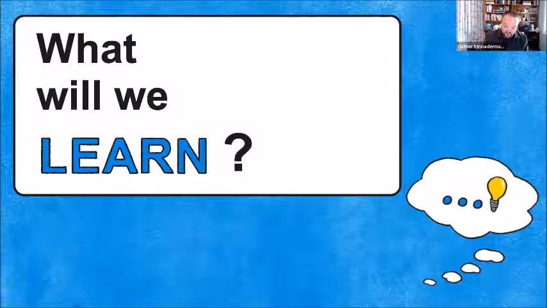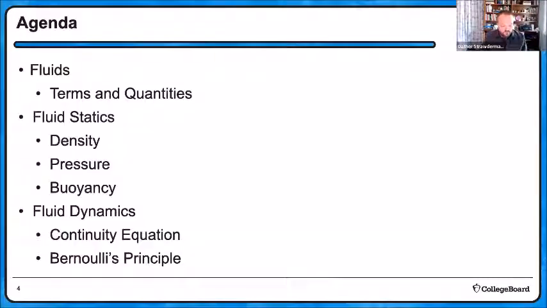So let's talk a little bit about our agenda. We're going to have kind of two main parts of the session, and we'll take a little bit of a break halfway through. May not be halfway through content-wise, but we'll be halfway through time-wise, maybe at about 10:30 or so.